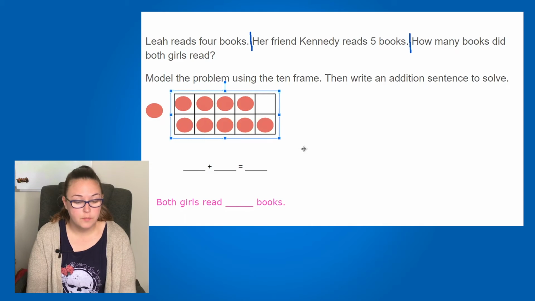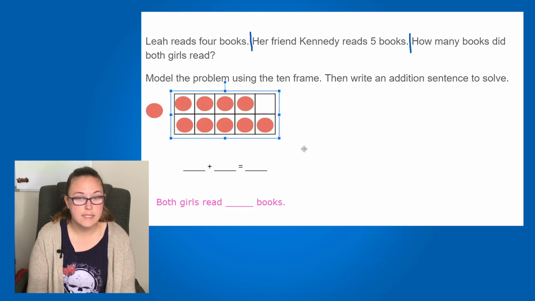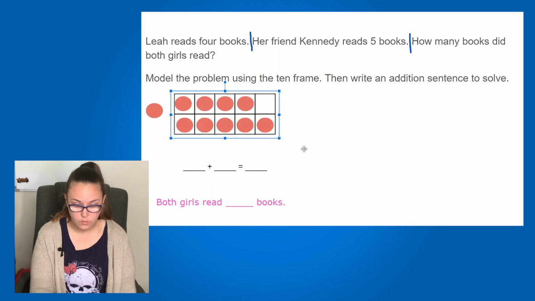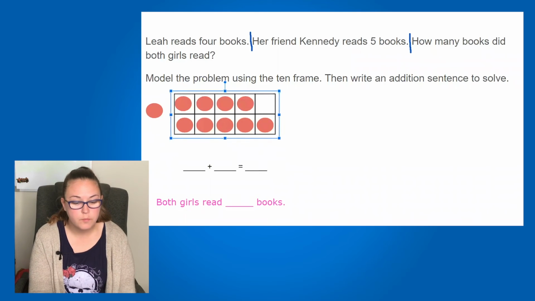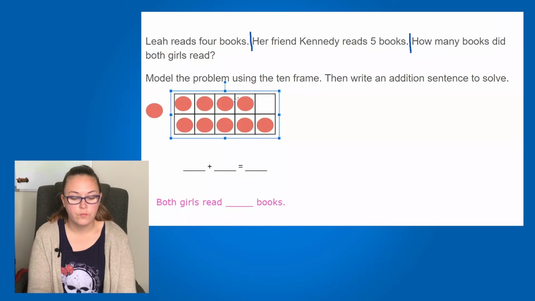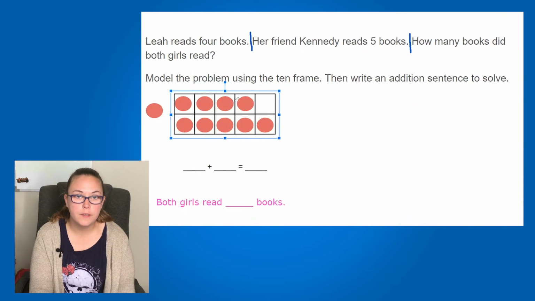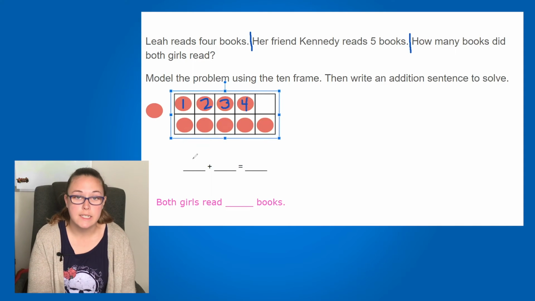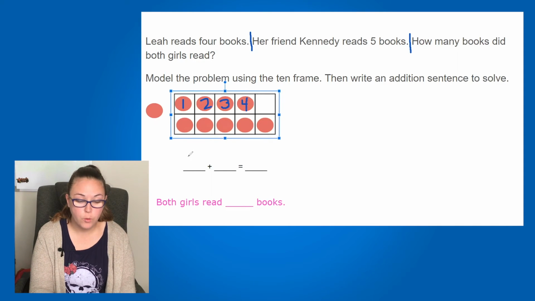Now the next step is we need to write an addition sentence to solve our problem. So do you remember how to do that? What do we do first? That's right, we count the number of counters on the first row of our table. So count them with me. 1, 2, 3, 4. So the first number in our addition sentence is going to be 4.